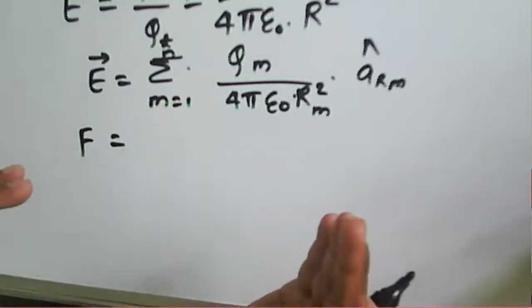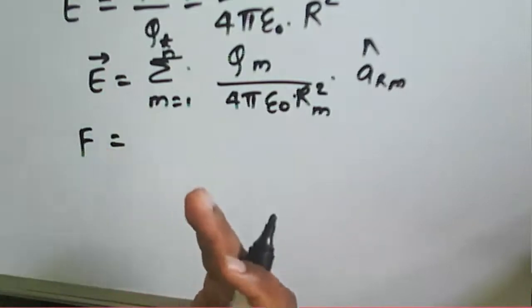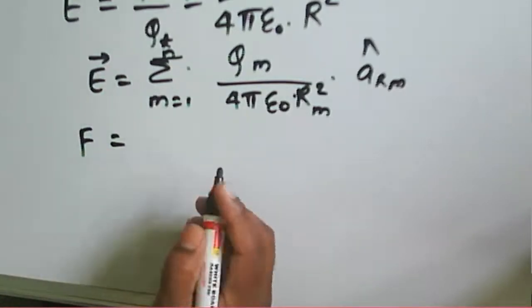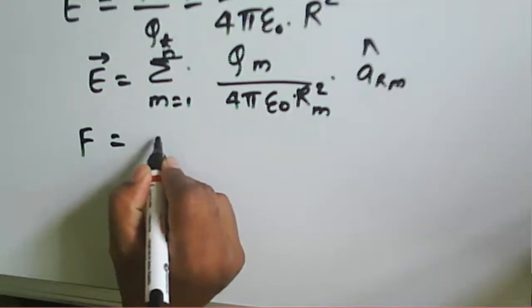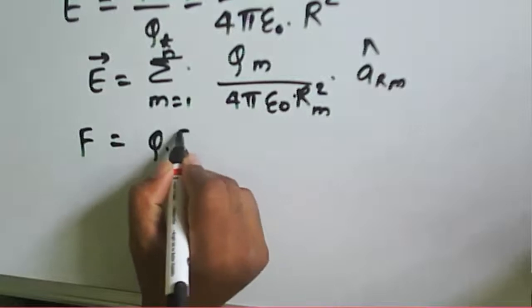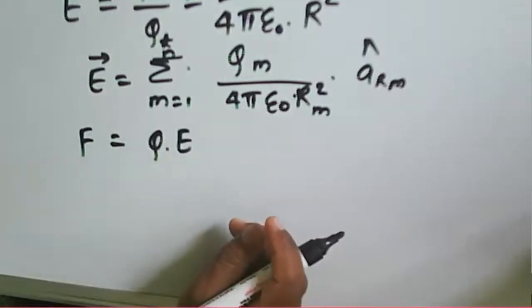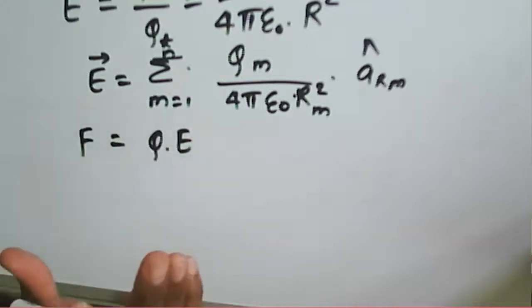So we need to determine the path of an electron in an electric field. In that case, what will be the force there? Force F is nothing but, whatever the charge, there is a Q here and E here. F is equal to what? Q into E. So all these are vector components.